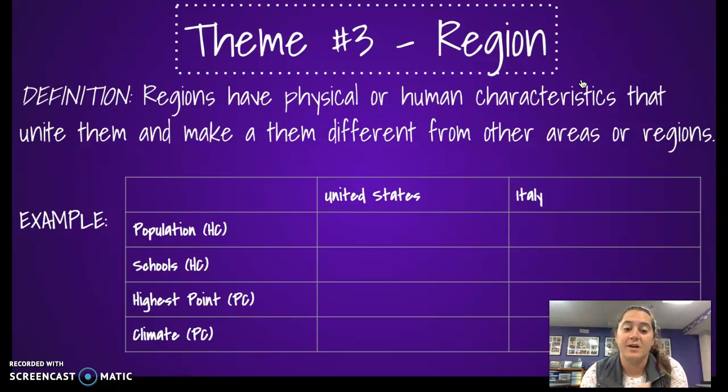So I said, okay, for my human characteristics, I'm picking population, schools. So I'm going to research schools in the United States, put my research there. Research schools in Italy, put my research there. And be able to see what the difference is in research that I found. Okay, so again, it's not religion, it's region. Region, you're comparing and contrasting physical and human characteristics from one country to another.